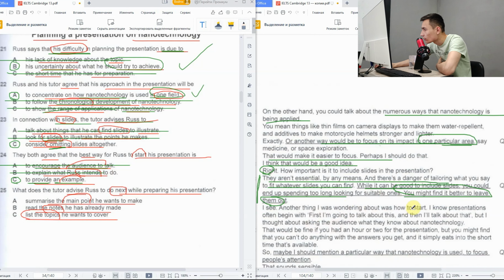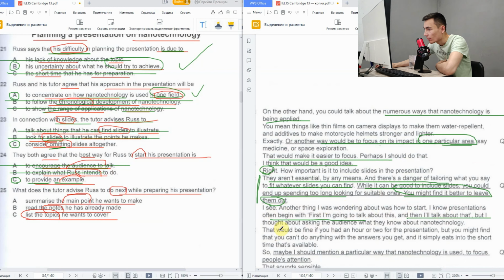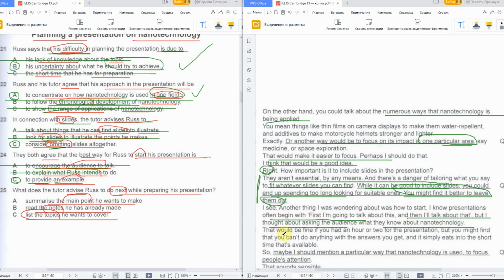I was wondering what that was. No, I know presentations begin with "first I'm going to talk about this and then I'll talk about that." But I thought I'd ask the audience, it would be fair if you had one or two. So maybe I should mention a particular way it's used, to focus people's attention.